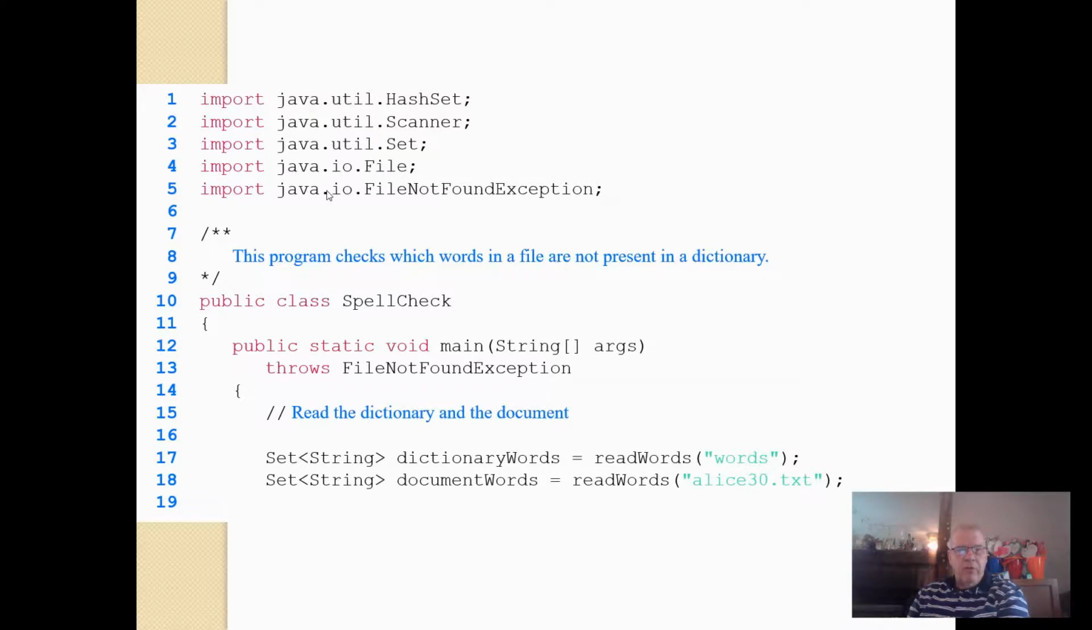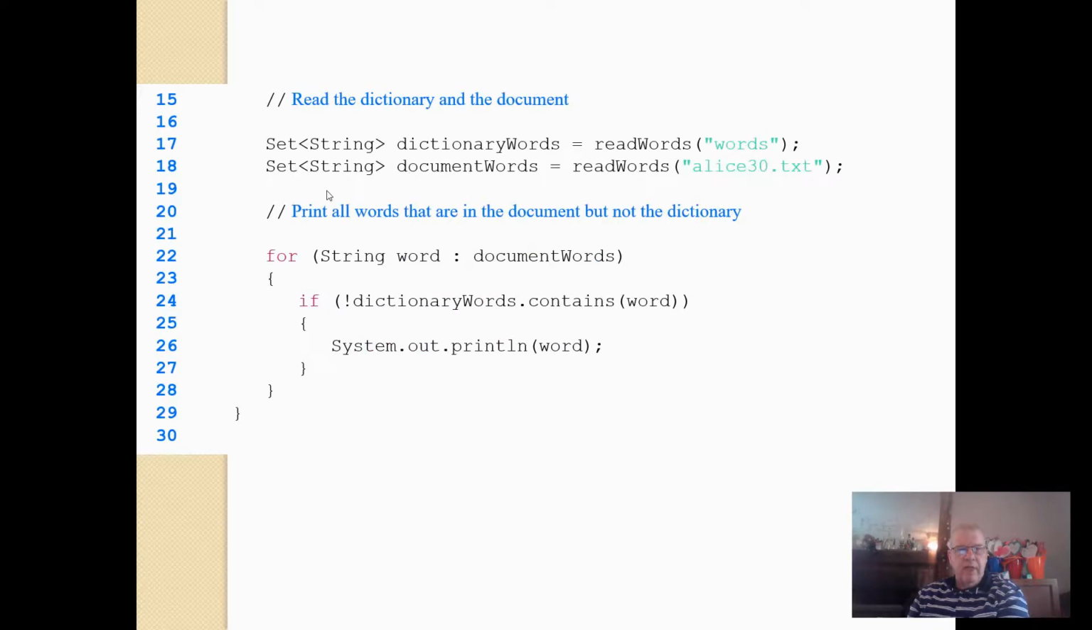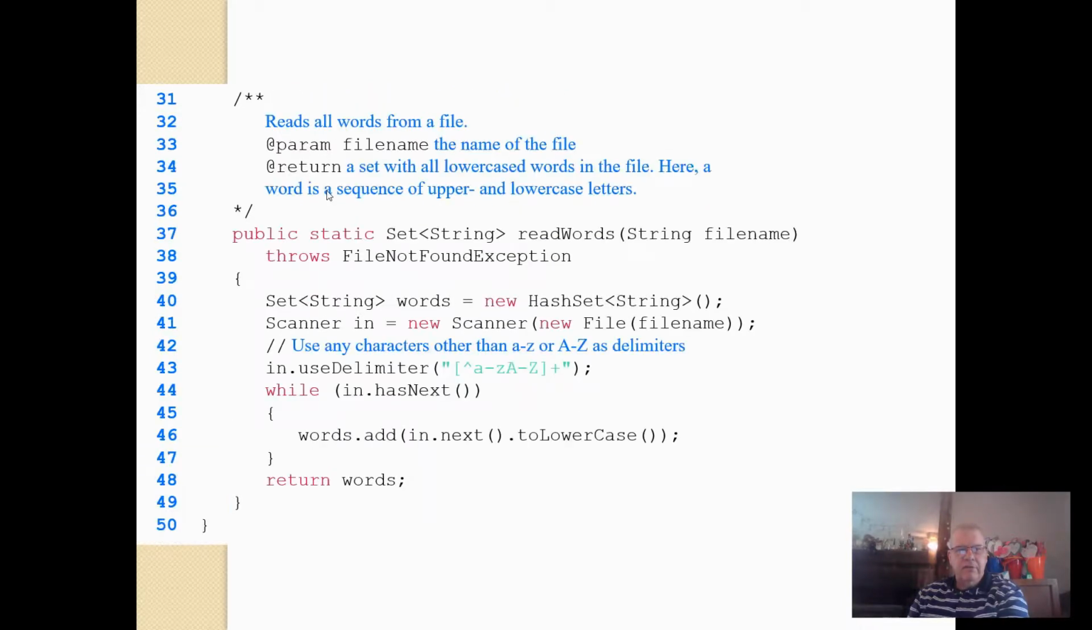So here's some code to do that. Read words from both the dictionary and the document, and then loop through and print the ones that are not contained in the dictionary. And here's the description of the read words method.